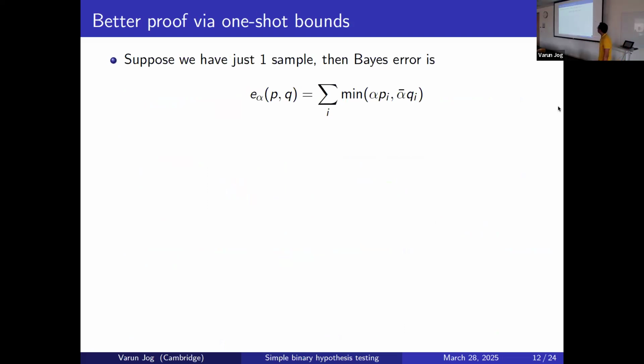So I'll try to explain how you can get a better proof and a better formula using what are called one-shot bounds. Okay, so here's again going back to the basics. Let's say we just have exactly one sample, and we calculate the Bayes error that you get for the optimal MAP rule. It has a simple formula: the error E alpha, which is the Bayes error, is the minimum between alpha times pi and alpha bar, which is 1 minus alpha, times qi. So that's the formula.